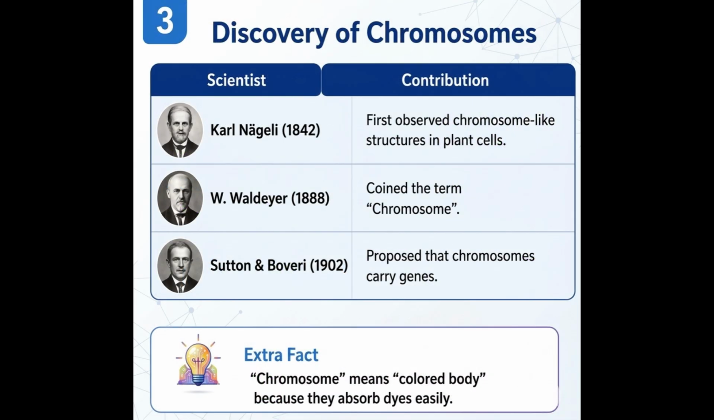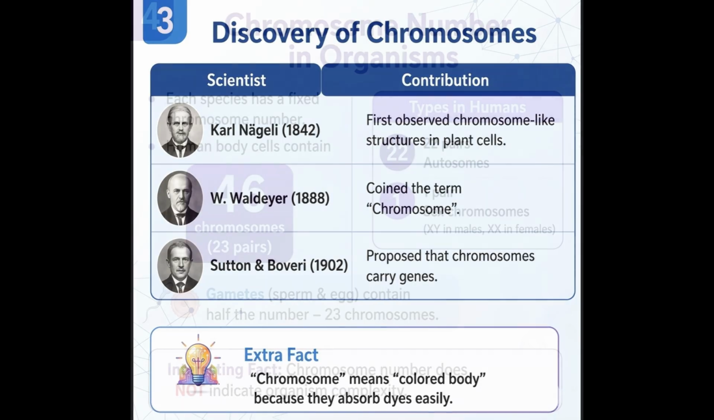Discovery of chromosomes. The word chromosome means colored body because chromosomes can easily absorb certain dyes. In 1842, Carl Nageli first observed chromosome-like structures in plant cells. Later, in 1888, Waldeyer introduced the term chromosome. In 1902, Sutton and Boveri proposed that chromosomes are the physical carriers of genes.